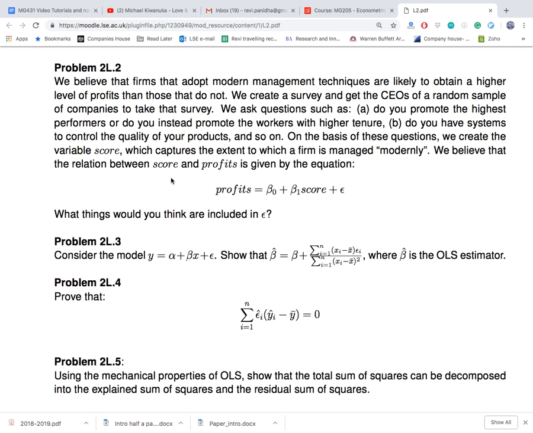So we are told that we have the assumption of a model y is equal to alpha plus beta x plus epsilon. And we want to show that I could rewrite beta hat in that form. Okay.